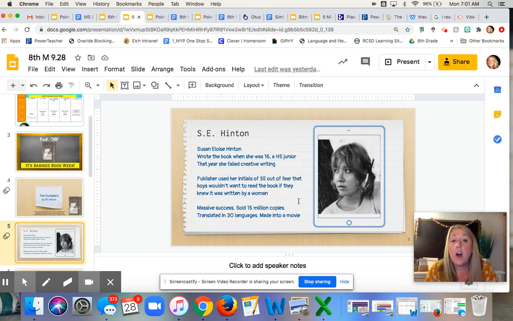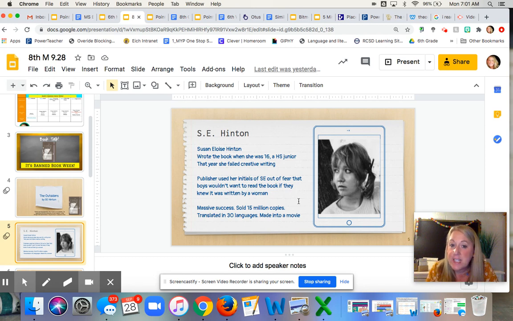S.E. Hinton, that's the author. Her name is Susan Eloise Hinton. She actually started the book when she was 15 and got it published when she was 16, a high school junior. Ironically, that year she was writing this book, she failed her creative writing class. They used her initials, S.E., instead of her name, for fear that boys wouldn't want to read the book if they knew it was written by a girl. They wouldn't think it was as relatable.